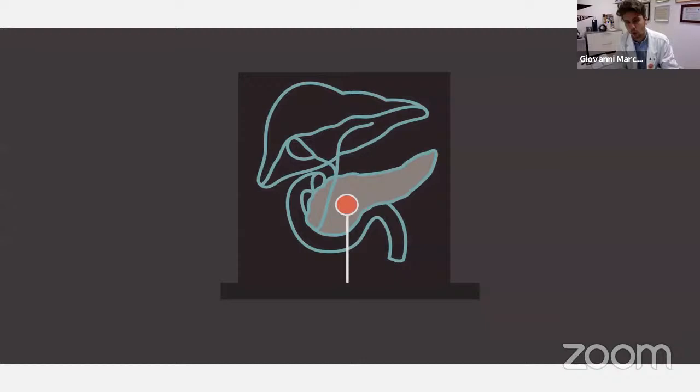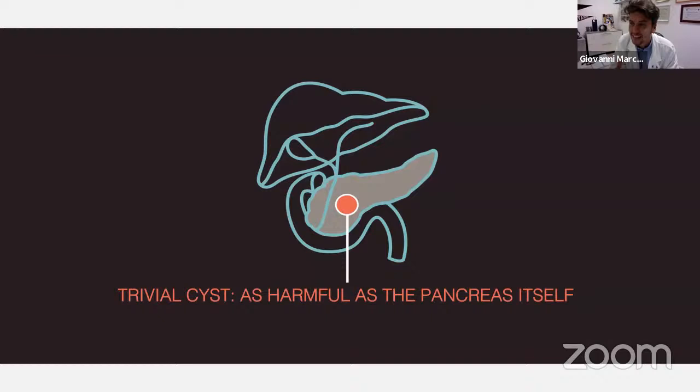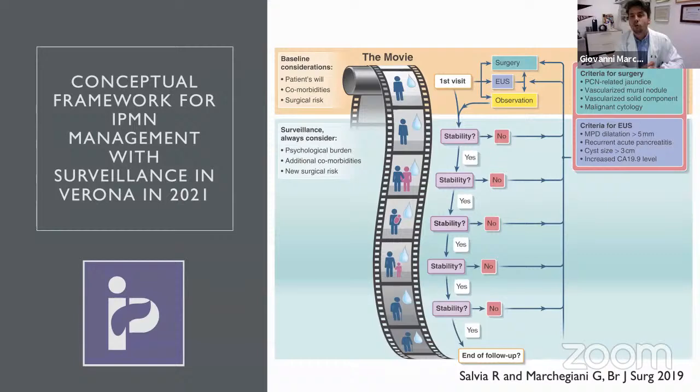Because once again, the concept I would like to stress is that, as Ioannis said, risk zero does not exist, but if a cyst is as harmless as the pancreas, then why are we surveilling this individual? So to conclude, this is the conceptual framework that we use in Verona in 2021. So follow me up here. We start with this very first picture. We have the patient and our drop of water, which is our cyst.